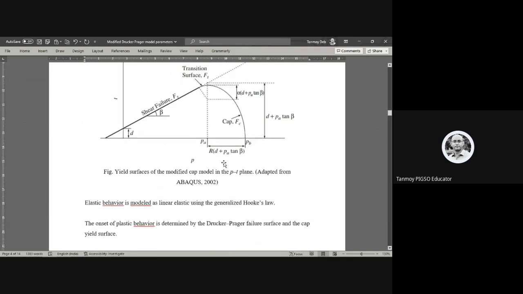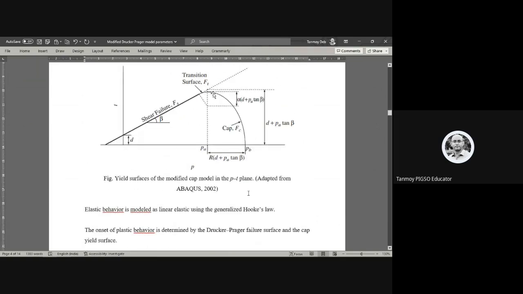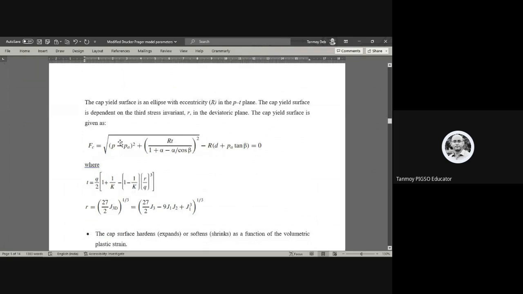So this cap is of elliptical shape. So here these components: R is the eccentricity of the ellipse in PT space, and the cap surface is dependent on the third invariant. So this R represents that it is dependent on this third invariant. So it can consider stress dependency also, as compared to the Mohr-Coulomb model.